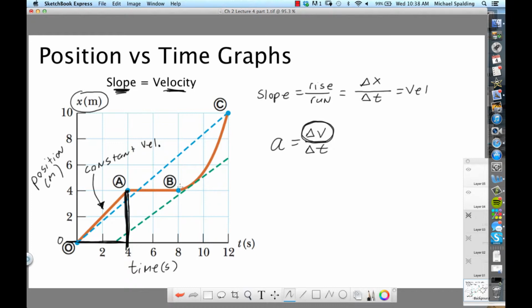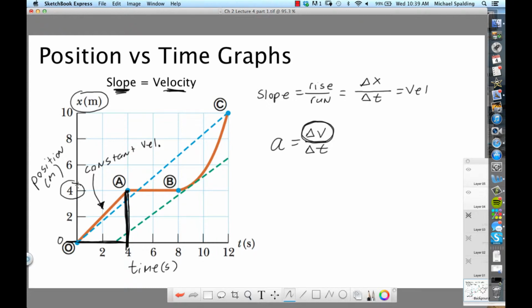Is A to B constant velocity? How do we know it's constant velocity? Because the slope is constant. In fact, what is the slope from A to B? 0. So what's the velocity of the object from A to B? 0. And you want to know why that makes sense? Because look, what's the position of the object from A to B? 4, and it's just sitting there.